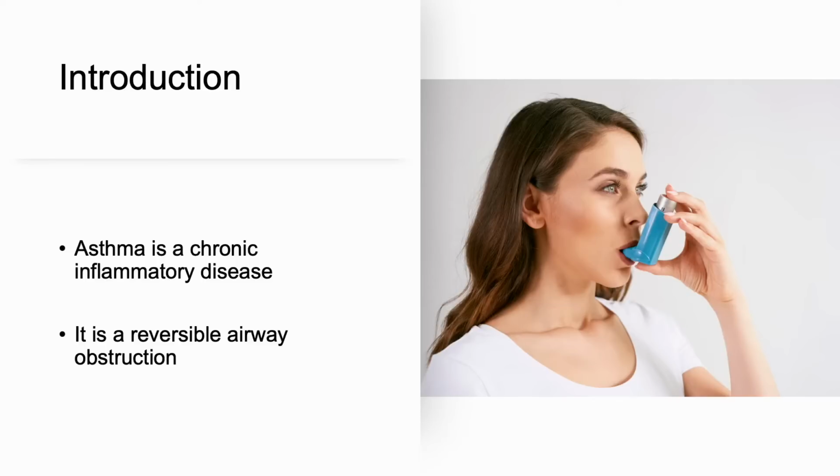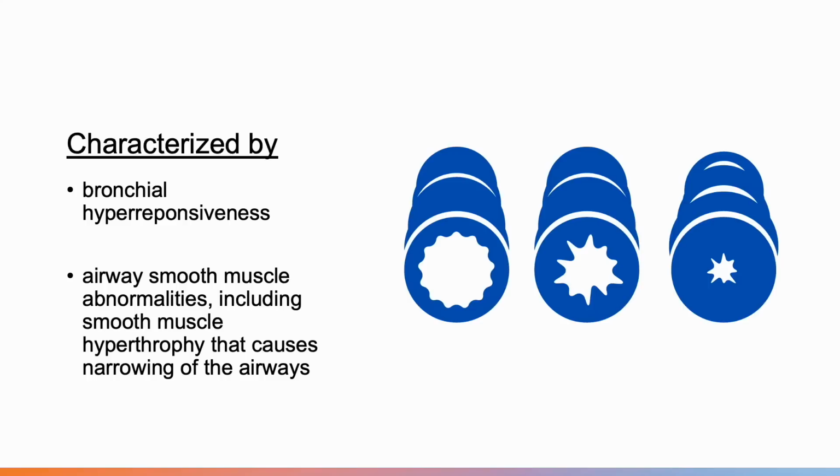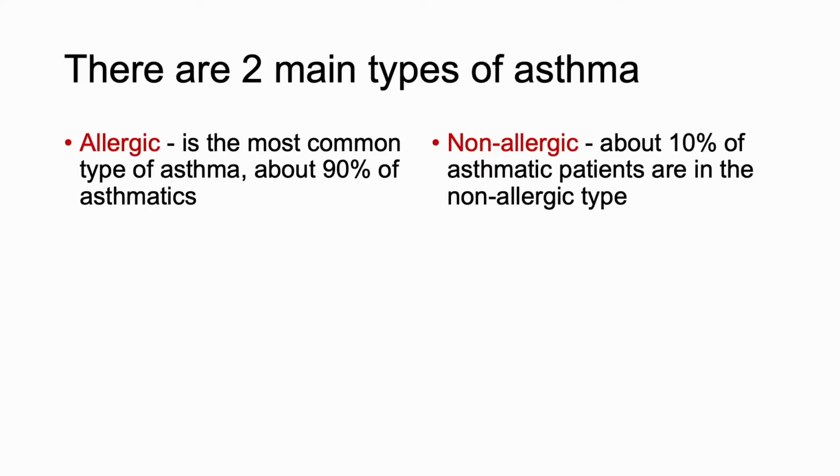Keep in mind that asthma is a chronic inflammatory disease and a reversible airway obstruction. It is characterized by bronchial hyperresponsiveness and airway smooth muscle abnormalities, including smooth muscle hypertrophy that causes narrowing of the airways. Now, there are two types of asthma. One is allergic and the other one is non-allergic. Allergic is the most common type. About 90% of asthmatics have the allergic type, whereas about 10% has non-allergic.